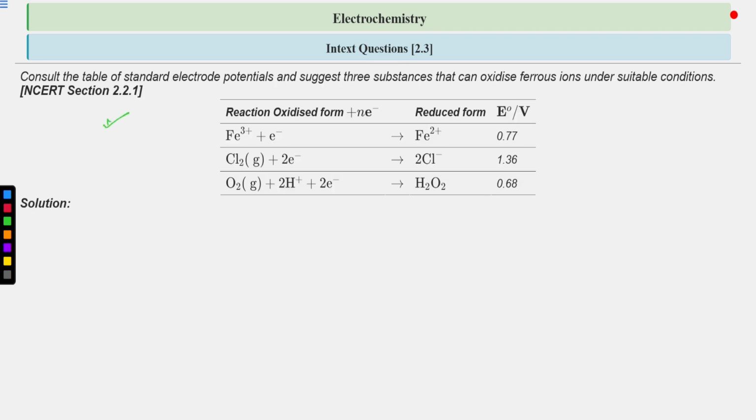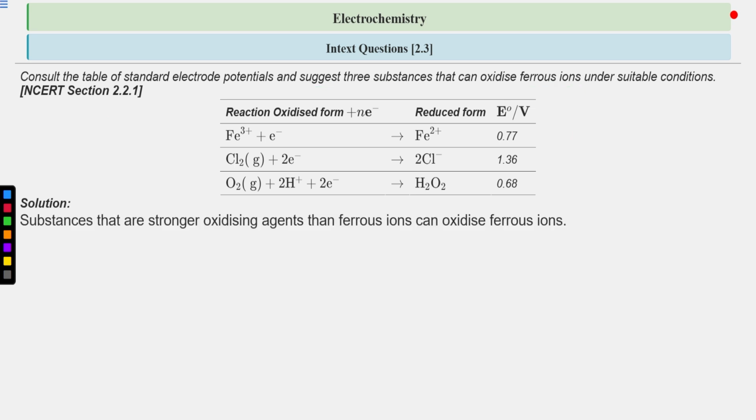So, how can you solve this question? We are asked to suggest 3 substances that can oxidize the ferrous ion under suitable conditions after consulting this table. So, the substances that are stronger oxidizing agents than the ferrous ions can oxidize the ferrous ions, right? So, Fe2 plus will give us Fe3 plus and an electron. This is the oxidation reaction for the Fe2 plus. We just write the reverse reaction of the first reaction in this table, right? So its E naught value will be reversed. So positive will become negative.